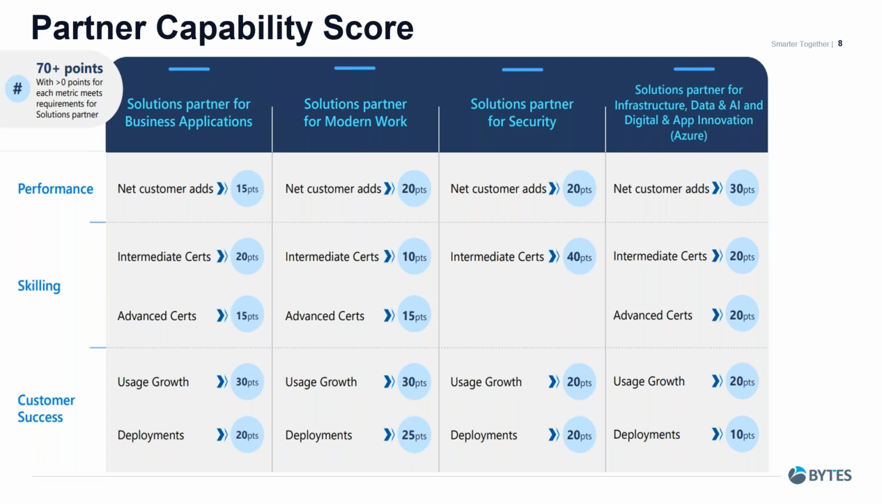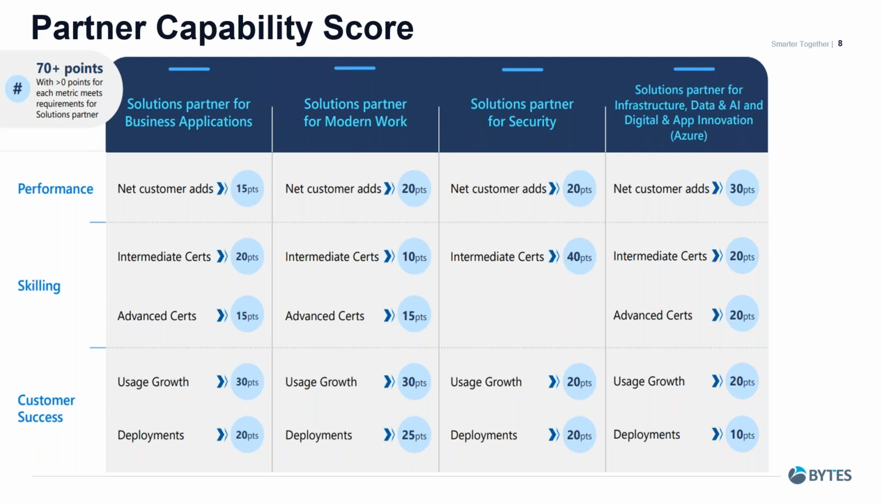So in the fake scenario that we just made up, you could get 70 points because you win enough customers and you've got incredibly certified staff. But if you're not hitting the bottom part of customer success, you need at least points in deployment and usage growth to actually tick over. So you could get your 70 points, but you still won't obtain the designation.